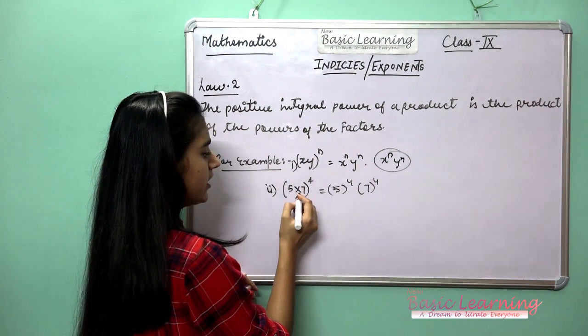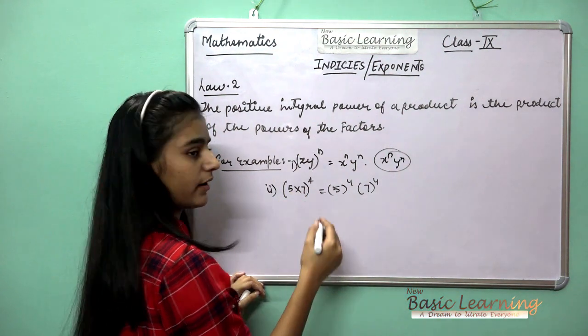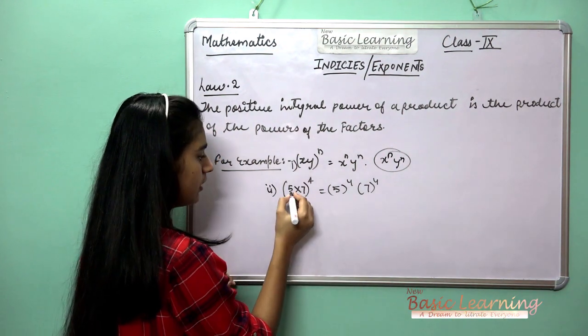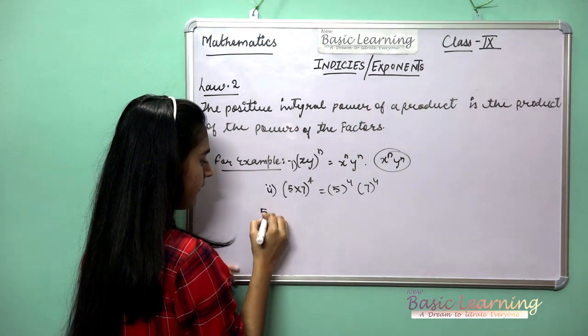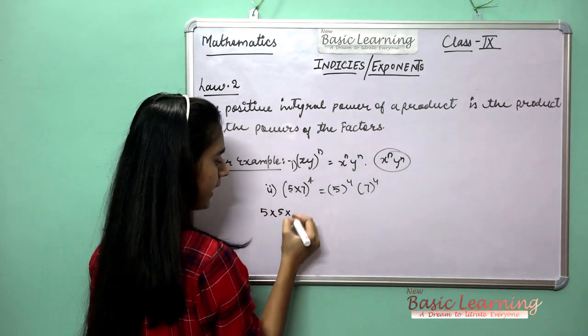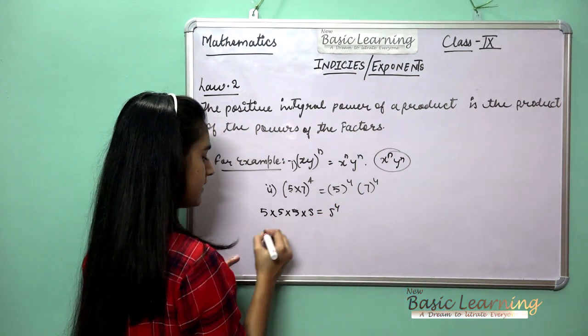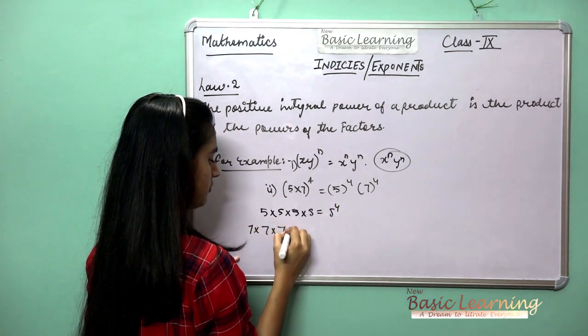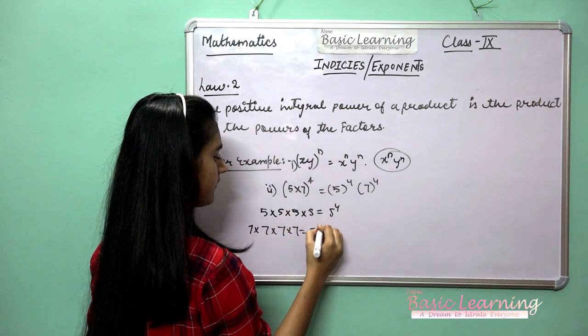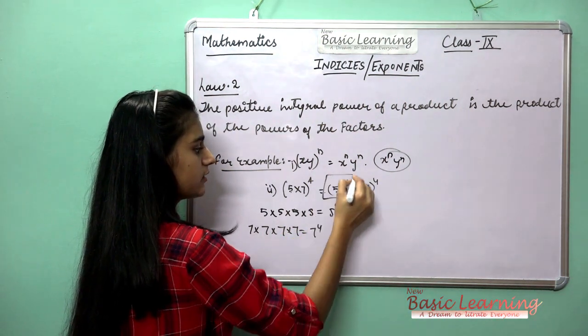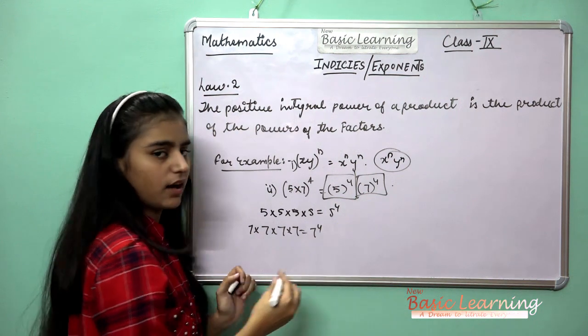Okay, the second example is (5y) to the power 4, or (5 into 7) to the power 4. If you write it like this, when you open the bracket, 5 into 5 into 5 into 5, four times, will be 5 to the power 4, and 7 into 7 into 7 into 7 will give 7 to the power 4. So it is written over here, you can see the answer.